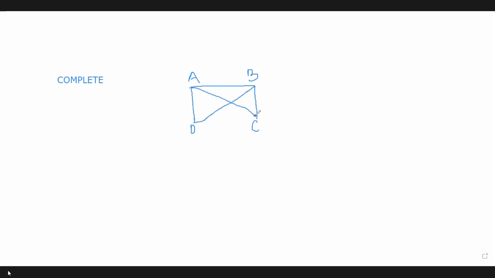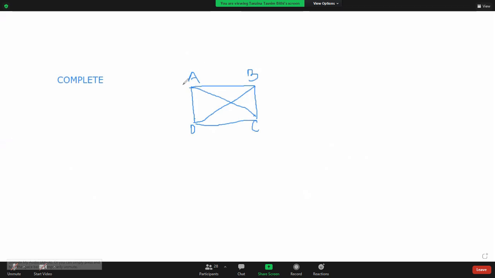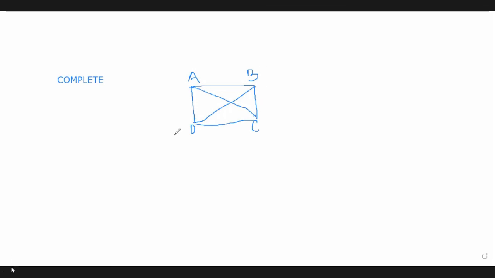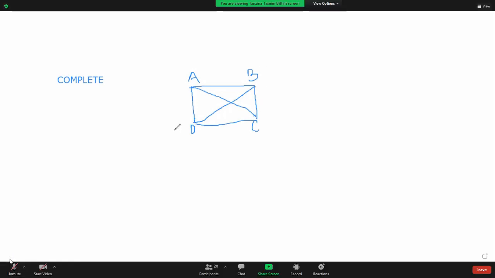The next node is C. C is connected with A and B, and now it's connected with D also. And D is connected with all the other nodes. So when in a graph, a node is connected with all the other nodes, that is called complete graph. In the previous one, in connected graph, it's not mandatory that there will be a relationship between this node and all the other nodes. It's not mandatory. But in complete graph, one node should have a relationship with all the other nodes. So, what is complete graph?